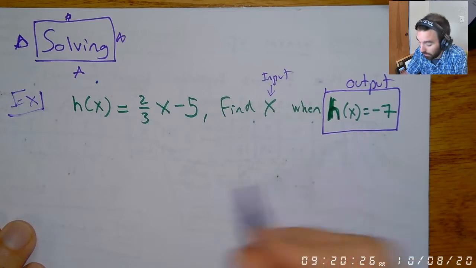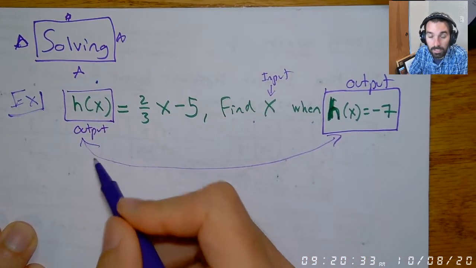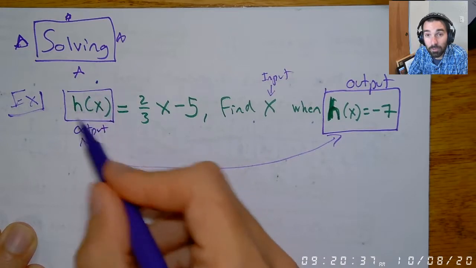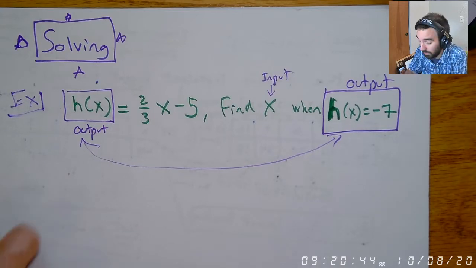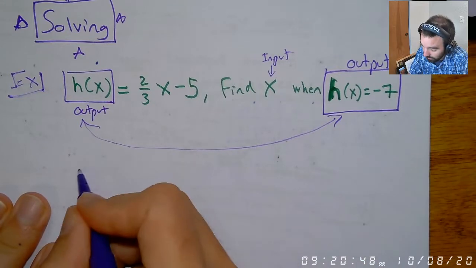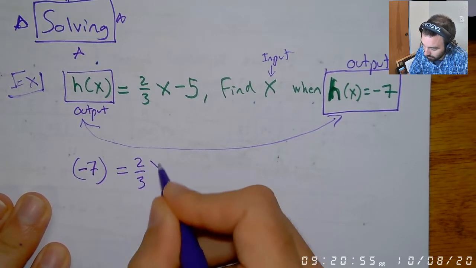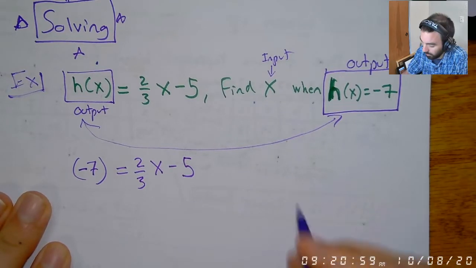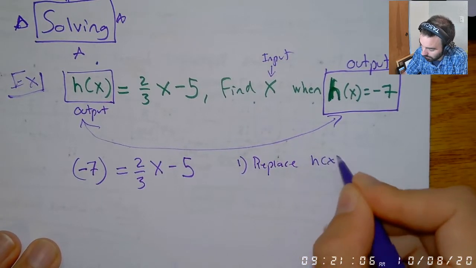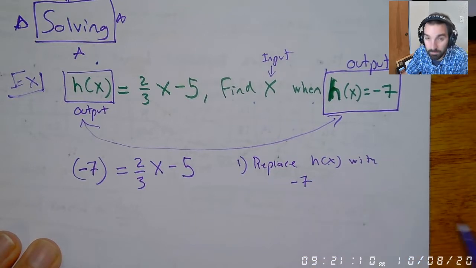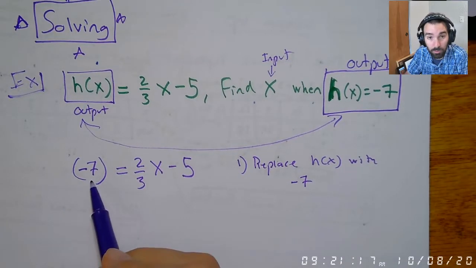Notice here, isn't this my output right here? If my output equals -7, can't I replace this with -7? That's substitution, and it's something we do a lot in algebra. So I'm going to take this -7 and substitute it. I replace h of x with -7, which was given to us. So all I did was replace the output with the output.